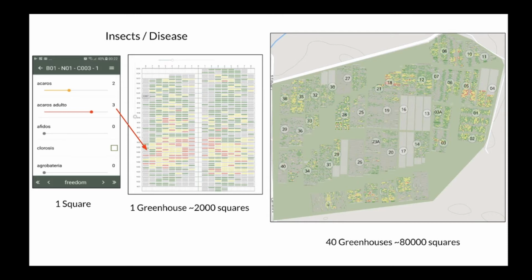And in this case, ácaros is the Spanish word for mites. That square then gets recorded into basically a spreadsheet where the data is shown graphically. And that's one greenhouse with about 2,000 squares. And then you see the whole farm. The scout is concerned with maybe one greenhouse, but they're looking at data in a lot of detail.